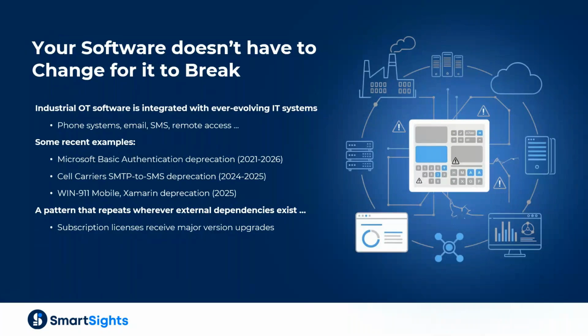So the first dimension we're going to talk about with software version stagnation is that any one piece of industrial software in a plant doesn't have to change for the overall solution to break. Industrial OT software is integrated with all kinds of systems in the plant, as well as the ever evolving IT software world. There's integrations to things like phone systems, VoIP, email, SMS, remote access.